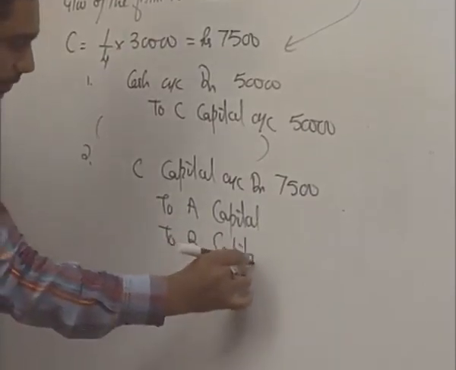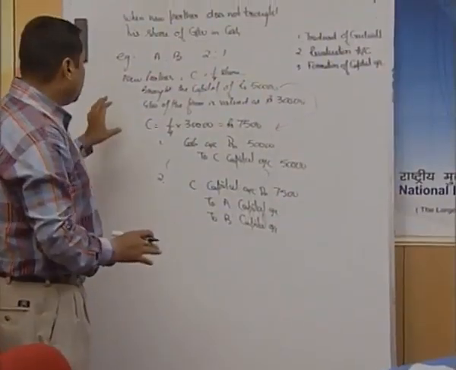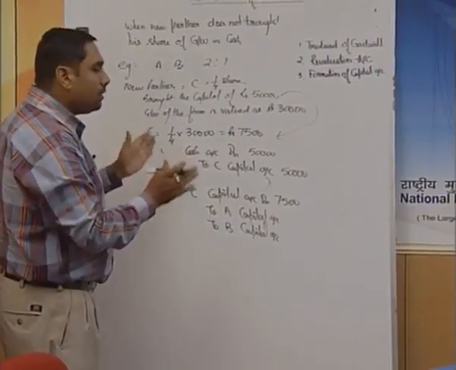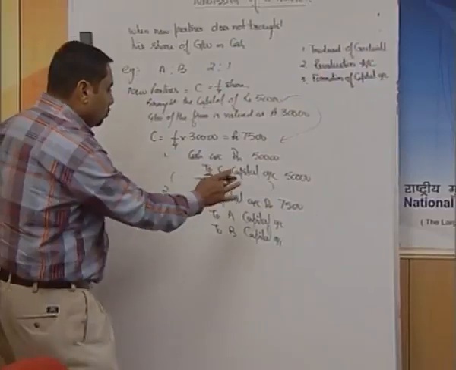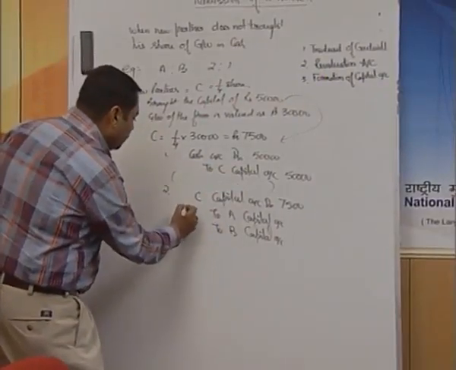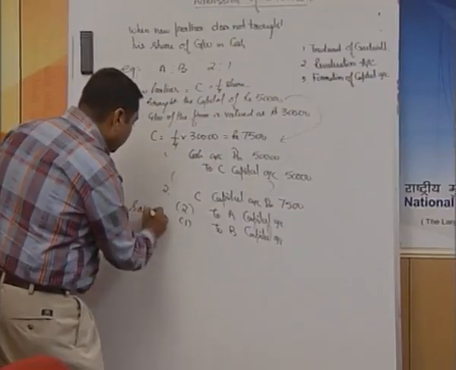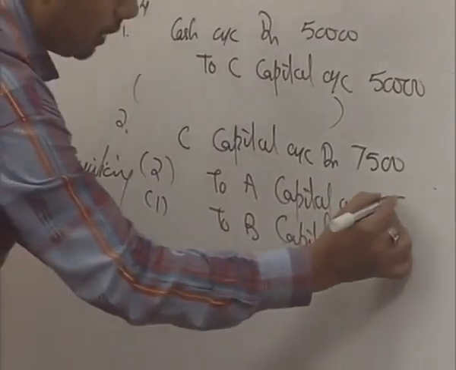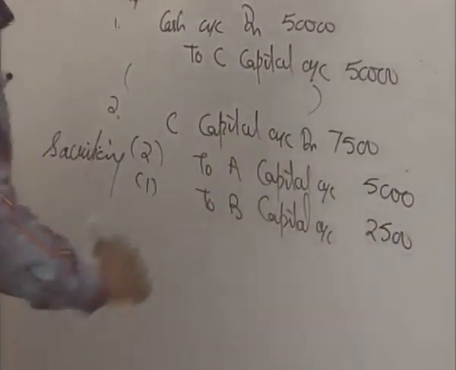In our earlier sessions, I have already told you that goodwill is always going to be distributed among the old partners in the sacrificing ratio, and we are going to follow the same concept. So this 7500 will be distributed among A and B in the sacrificing ratio. So 2:1, if we divide, it comes out to be 5000 and 2500.